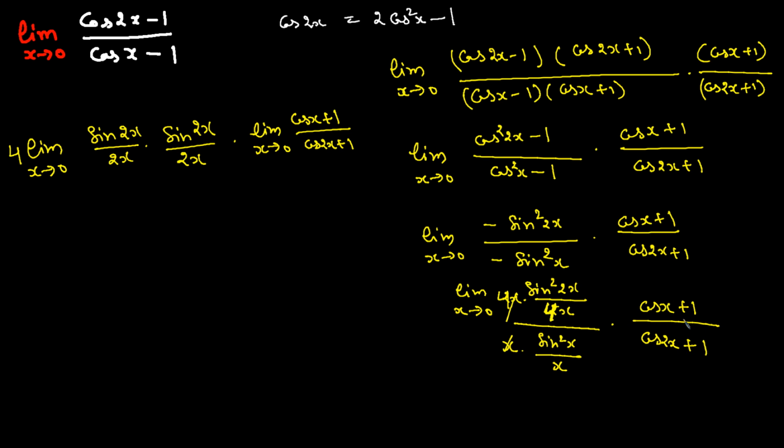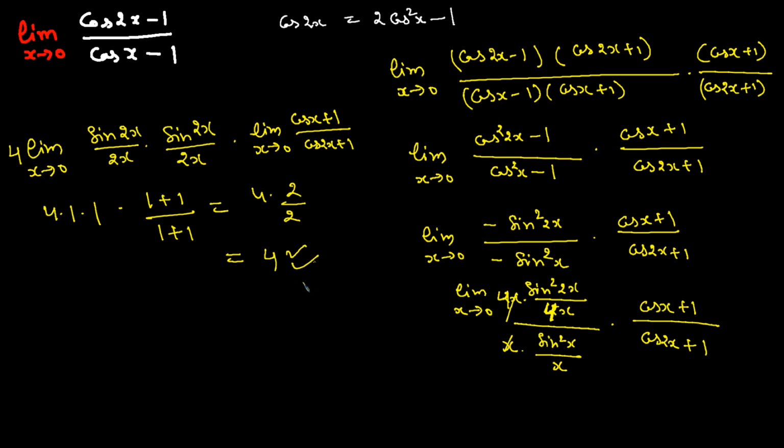See the second part. And we all know the limit of sine x over x as x approaches 0 is 1. So 4 into 1. Same thing for this one, 1. And over here we got the limit of cosine x as x approaches 0 is 1, plus 1 over 1 plus 1. So this gives me 4 into 2 over 2, which is again equal to 4.